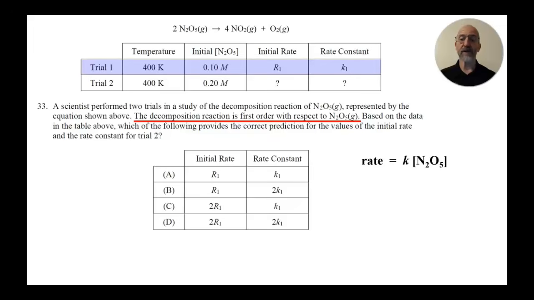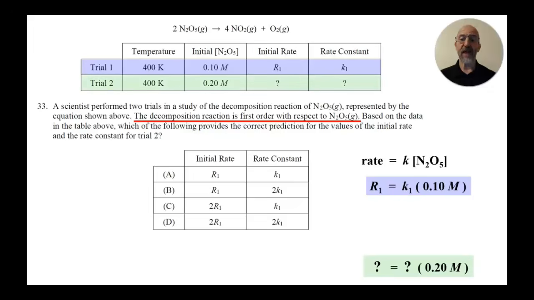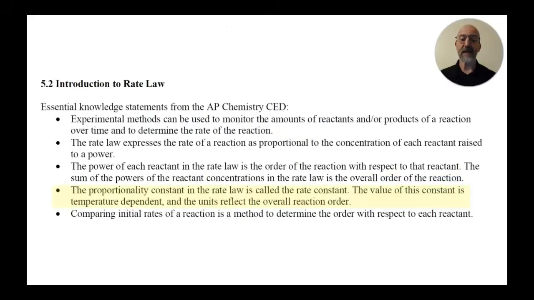Now in trial 1, we have a 0.10 molar initial concentration. So I've got R1 for the initial rate, and I've got K1 for the rate constant, and this is all for trial 1. So what happened in trial 2 is they doubled the initial concentration of N2O5. So what I have to determine is, will the rate in trial 2 be the same or doubled? And will the rate constant in trial 2 be the same or doubled?